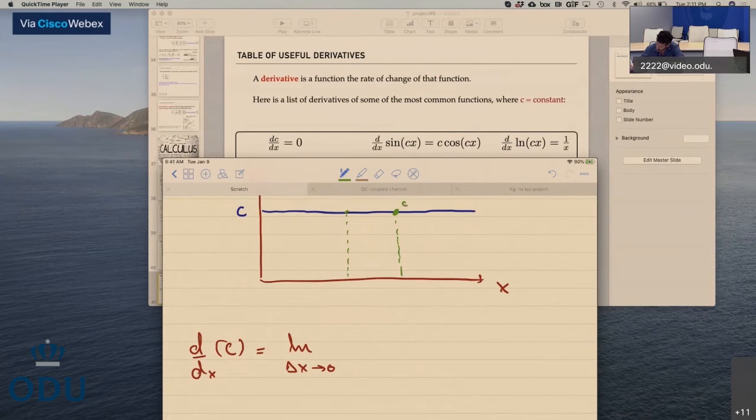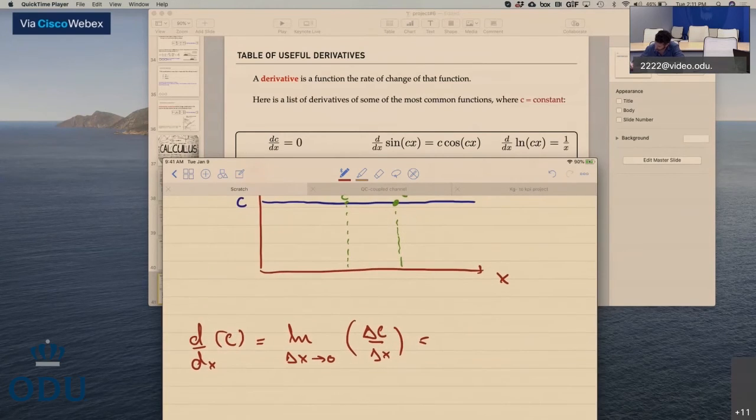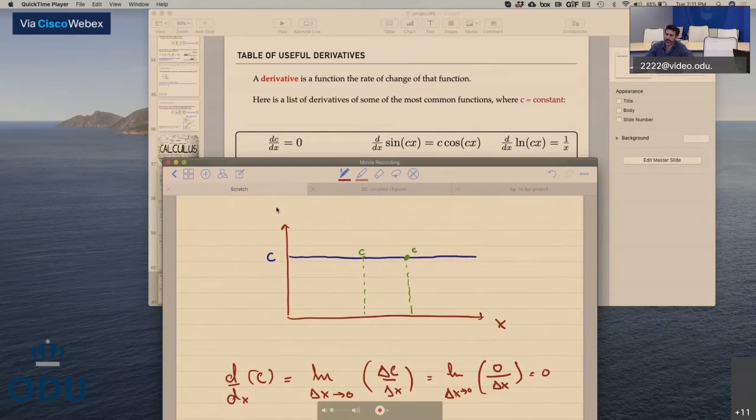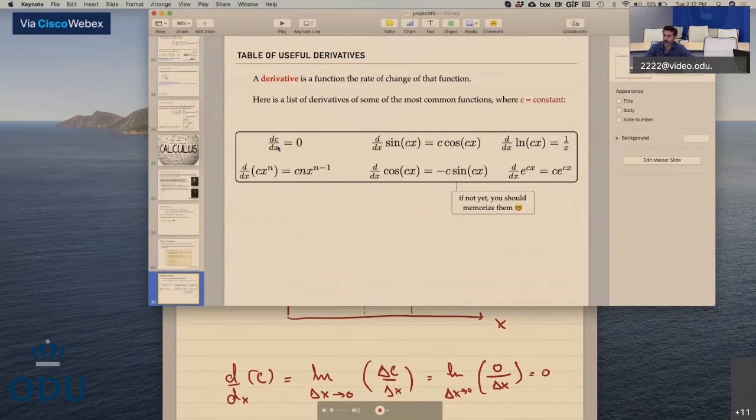Well, the initial value is c, and the final value is c as well, right? And so I have the change delta c divided by the change in x, right? But for any value of delta x, the numerator is 0. And so this is just equal to 0 before you take the limit. So, in other words, the slope of this line is always equal to 0. All right, so the first one makes hopefully quite a bit of sense. The other ones are less trivial.